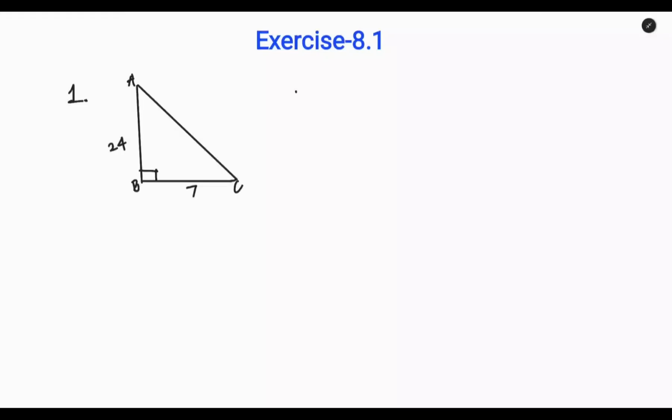We'll go to exercise 8.1. In the first question, we are given a triangle ABC where B is the right angle, AB is 24 and BC is 7. Now we just have to find sine of A and cos of A. Now sine A is given by, as we know from the definition, opposite side by hypotenuse. Here the opposite side is BC by hypotenuse AC. But we don't know what AC is here. We need to find that.